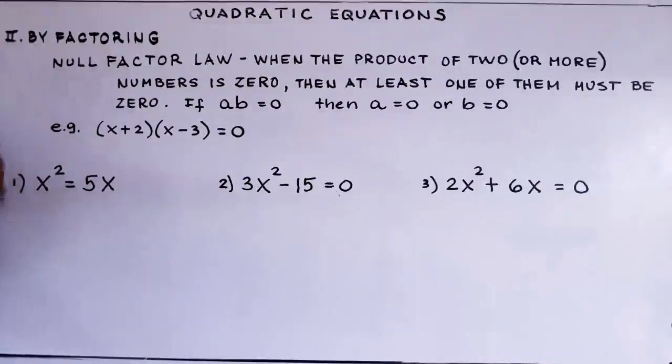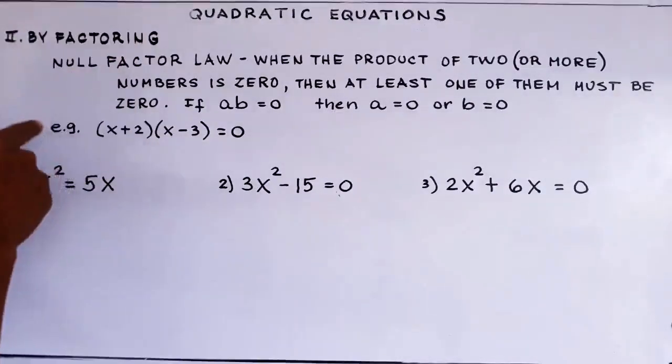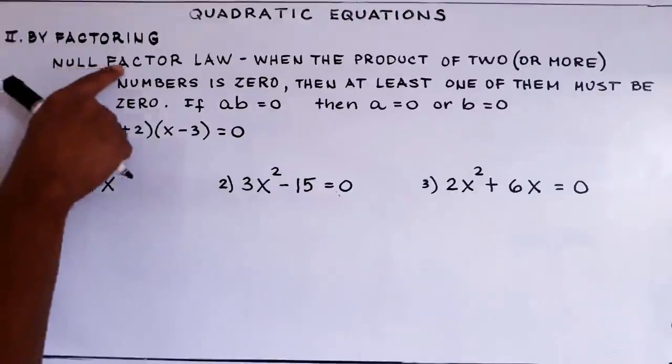And this time, class, we'll be studying the second method of finding the solutions of our quadratic equations: by factoring. Now in factoring class, we have so many types of factoring. We have the common monomial factoring, we have the perfect square trinomial, and we have the difference of binomials, and we have the quadratic trinomials also. So by factoring, we are applying the null factor law.